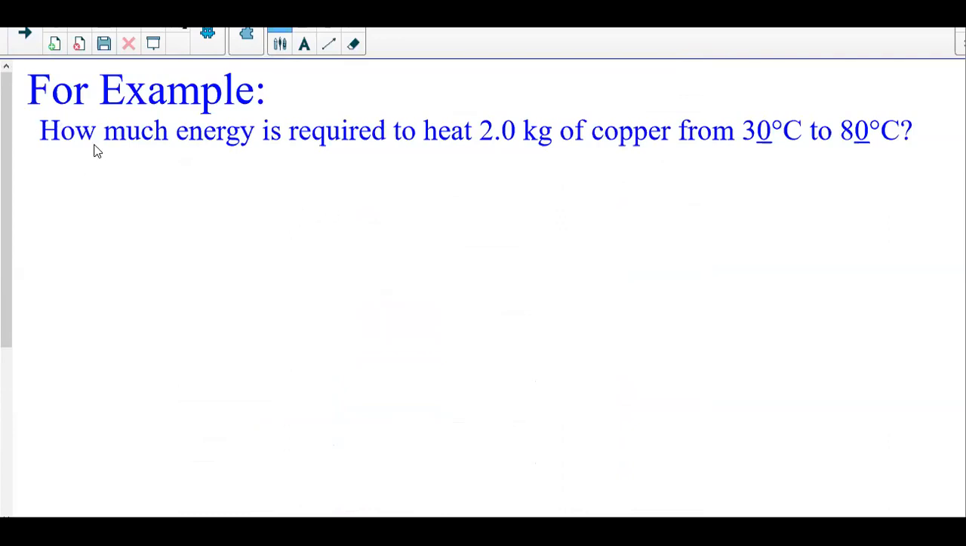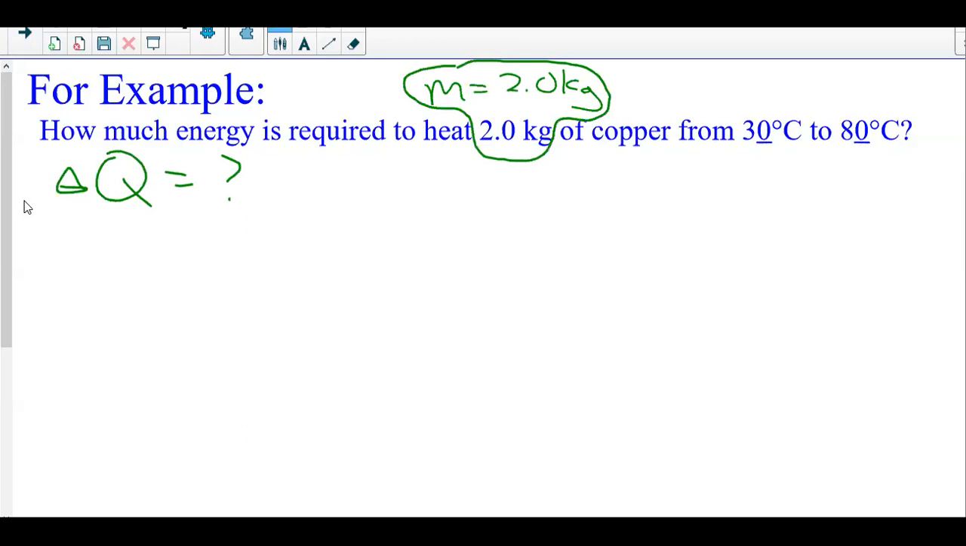So for instance, how much energy is required to heat 2 kilograms of copper from 30 degrees Celsius to 80 degrees Celsius? So when you read a question like this, first thing you need to do is figure out, well, what is it that we need? So you want energy. So energy is delta Q. That's your change in the quantity of heat energy.